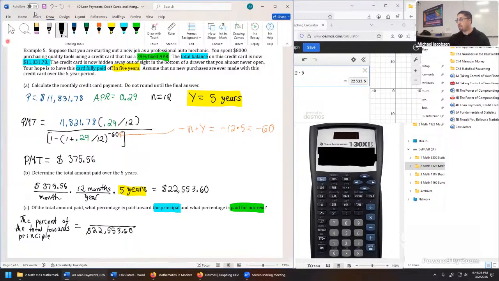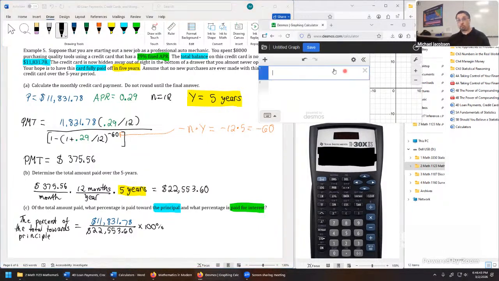22,553.60. That's dividing into the original principal amount, the amount we had after charging 8,000 for the professional tools, $11,831.78. Then times 100%. And here's the figure we're going to get. 11,831.78 divided by 22,553.60 times 100. So to the nearest tenth of a percent, it's 52.5%.